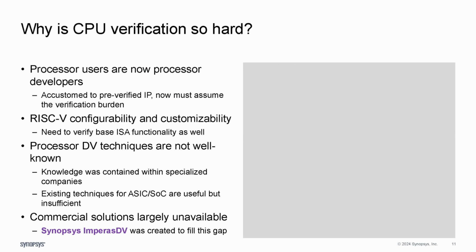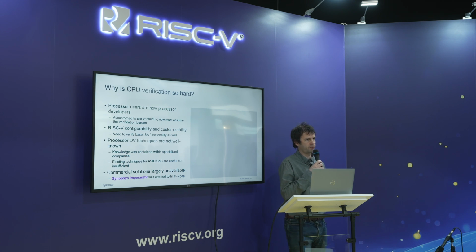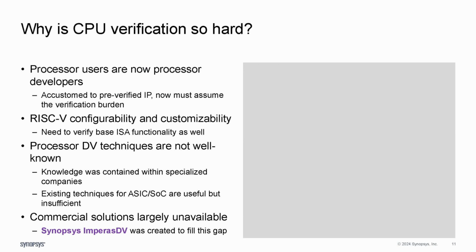Because RISC-V is so configurable and customizable, you have to verify both the base ISA, but all of those extensions too. And the DV techniques are not well known. It was often the secret sauce of the other IP developers, and ASIC and SoC verification techniques are not directly applicable to CPUs. When we came to look at this, we found there were no commercial solutions available, and so created ImperasDV, which is now Synopsys ImperasDV, to fill that gap.